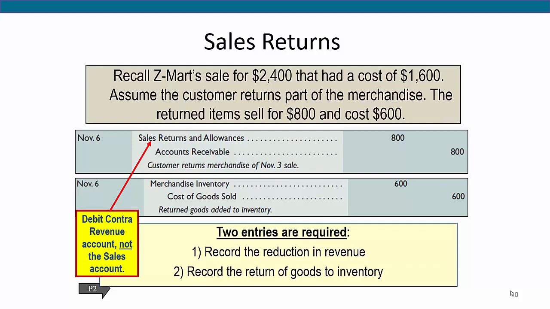If the merchandise returned to Zmart is not defective, if it can be resold to another customer, that's what any company would hope, Zmart puts these goods back into inventory. The entry to restore the goods to merchandise inventory is, you all probably know this, to debit merchandise inventory and to credit cost of goods sold for $600. This entry is simply the opposite of the entry recorded when the sale was originally made.